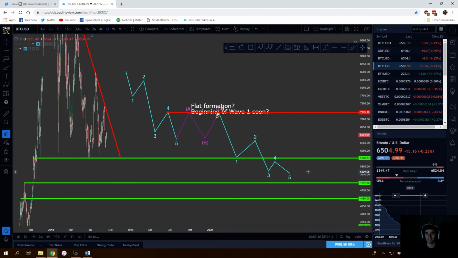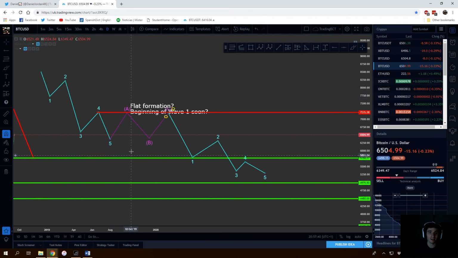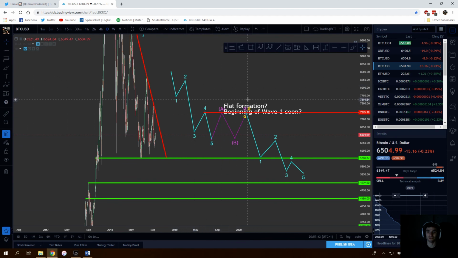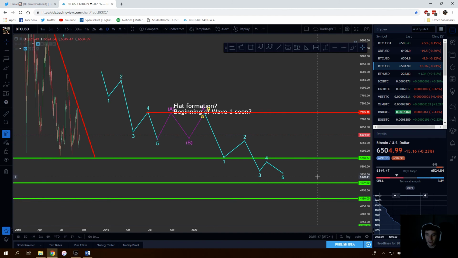So I think that's interesting as well. So yeah, and then obviously on the bigger wave, wave 1, 2, 3, 4, 5, you then still get your ABC correction. Okay, so I hope this has helped you.